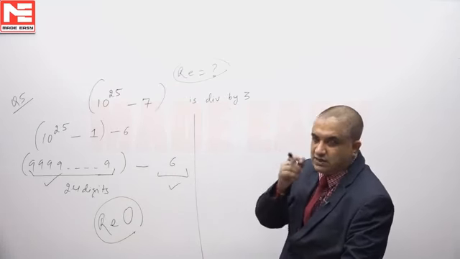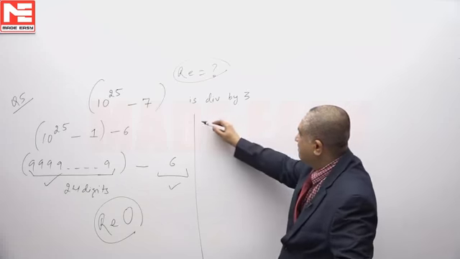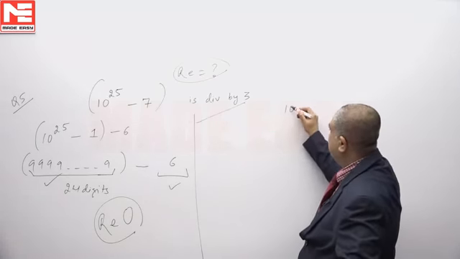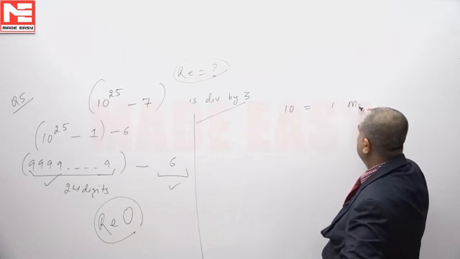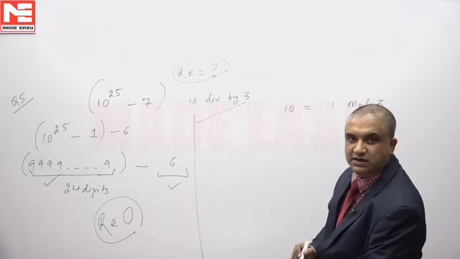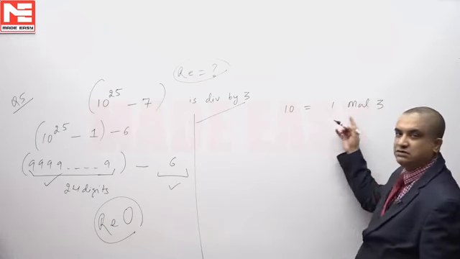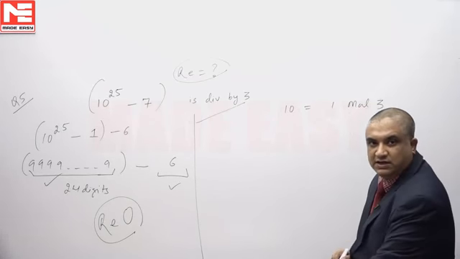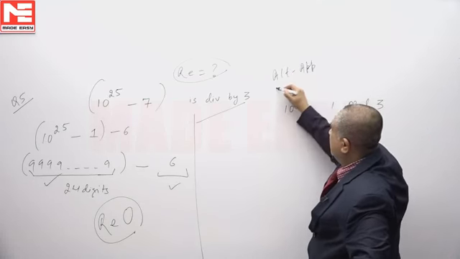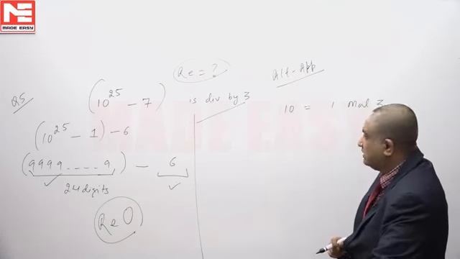One way of looking at things is this. Also we understand by the remainder theorem, which we discussed, that 10 can be written as 1 mod 3. When 10 is divided by 3, the remainder is 1. Let's see an alternate approach by the remainder theorem.